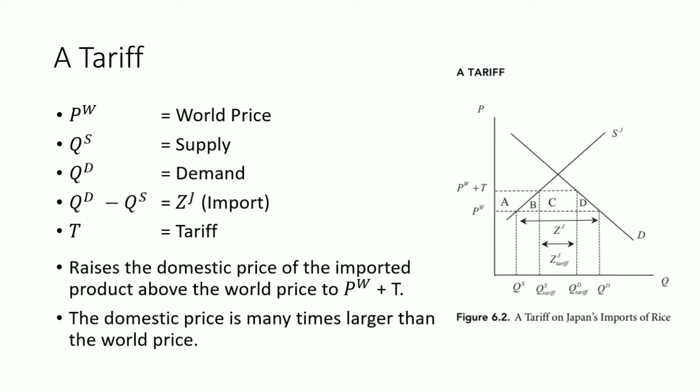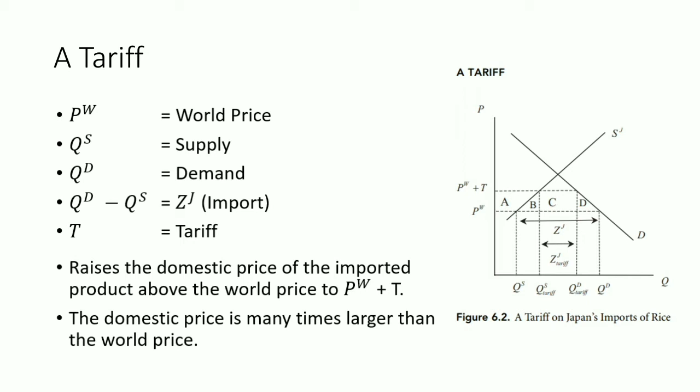We have a curve on the right-hand side. PW represents the world price, QS the supply, QD the demand, and the difference between demand and supply is imports, which is ZJ, representing Japan. In this case, it is about the imports of rice from Vietnam to Japan. Now let's suppose that we have a tariff in this scenario, and we have the tariff also on that curve right there.